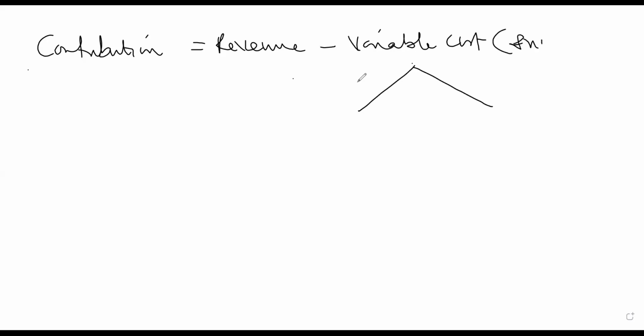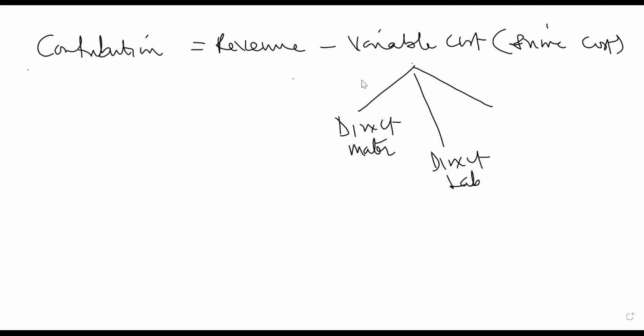Okay, so the variable cost can also be called a prime cost. So we have the direct material. Then we have the direct labor cost. Then we have the direct expenses, if any, or direct overheads or variable overheads. Okay, so this is what we do.